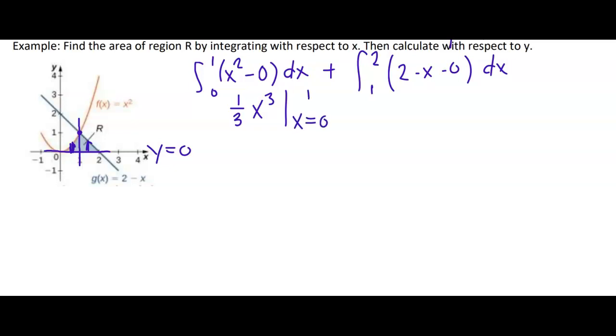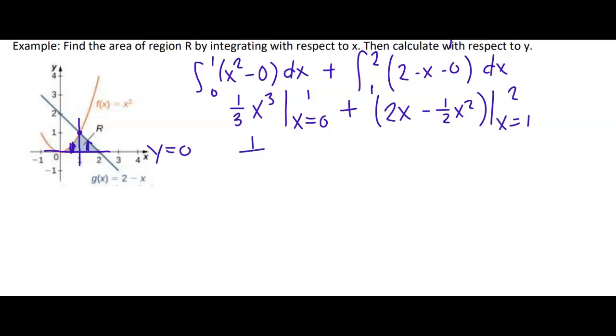And this is why, if you've been in my classes, you will see I was starting to get you to do x's and y's from the beginning so that you can start integrating with respect to the right terms and plugging in correctly. So you're doing everything in terms of x's here. All right, this is 2x minus 1/2 x squared is the antiderivative from x equals 1 to 2.